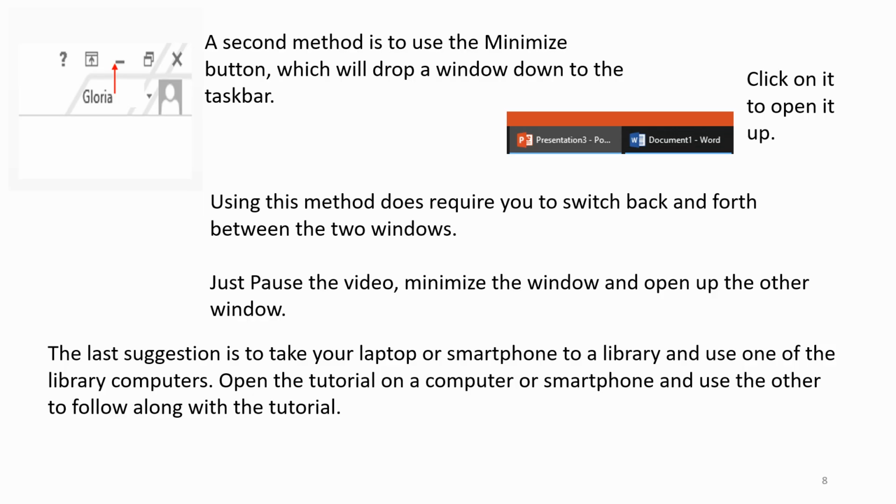The second method is to use the Minimize button, which will drop a window down to the taskbar. Click on it to open it up. Using this method does require you to switch back and forth between the two windows. Just pause the video, minimize the window, and open up the other window. The last suggestion is to take your laptop or smartphone to a library and use one of the library computers. Open the tutorial on the computer or smartphone and use the other to follow along with the tutorial.